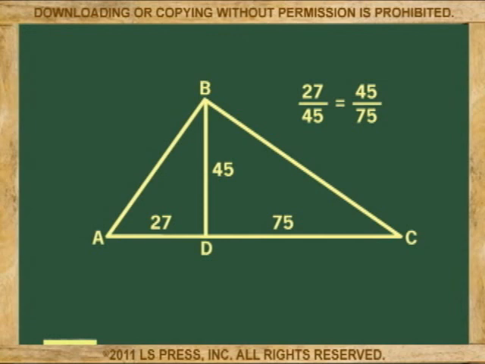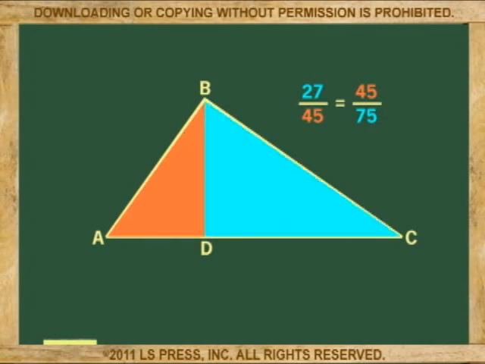Let's review the geometric mean. The altitude of a right triangle is the geometric mean of the proportion that defines the other sides of the three triangles formed.